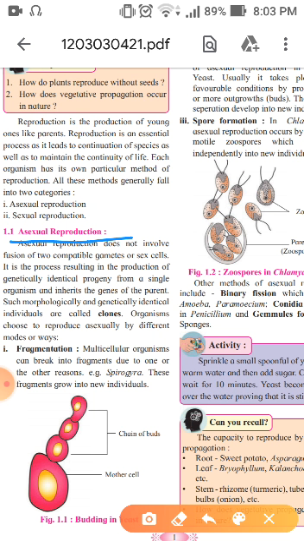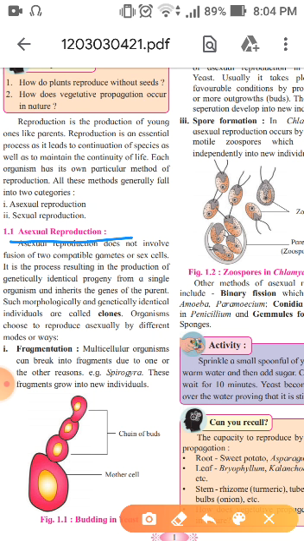Organisms choose to reproduce asexually by different modes or ways. In angiosperms, vegetative propagation is the asexual mode, and in sexual reproduction, the production of flowers is the main mode of reproduction. But in lower organisms, there are many different methods of asexual reproduction, such as binary fission, fragmentation, spore formation, budding, gemmule formation, conidia formation, etc. We will discuss all these methods.